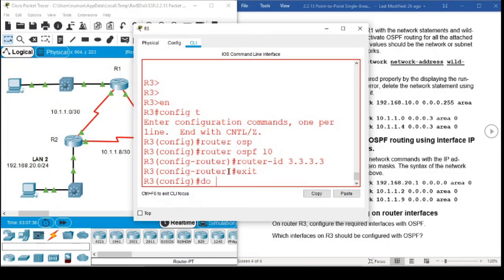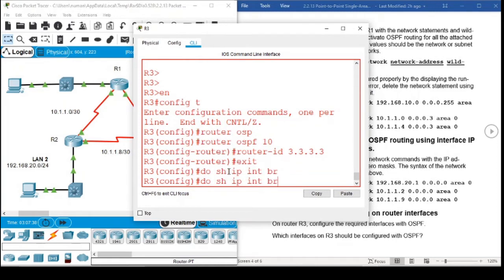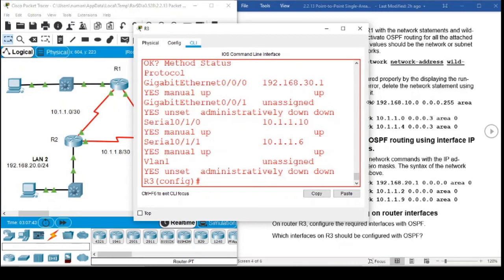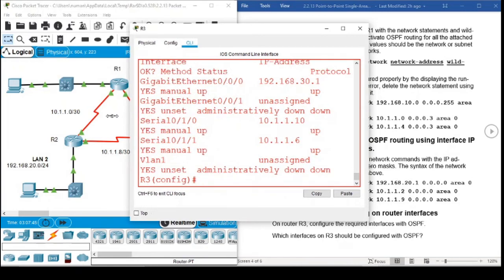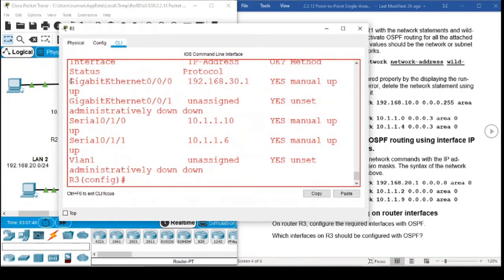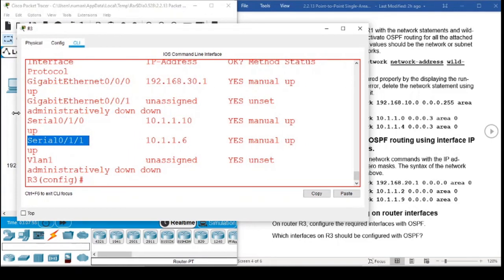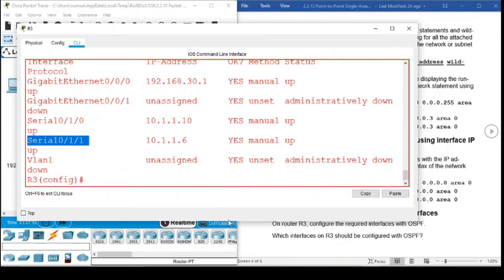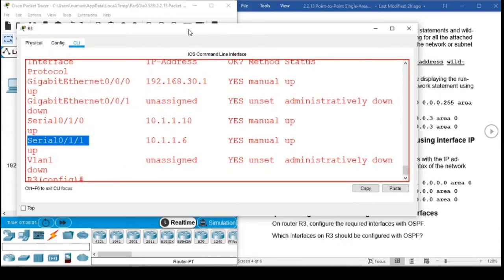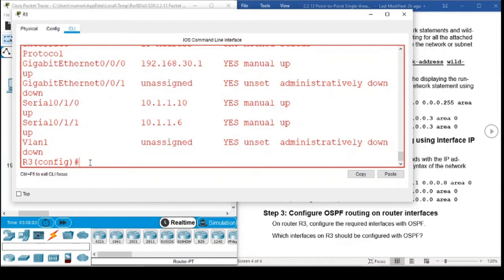So you remember the command do show ip int brief. So now if you notice, how many active interfaces I have: G0/0/0, I have serial 0/1/0, and I have serial 0/1/1. Okay, so now it's clear. On an interface basis, I have to configure the OSPF. This is the third method to configure the OSPF on your router.